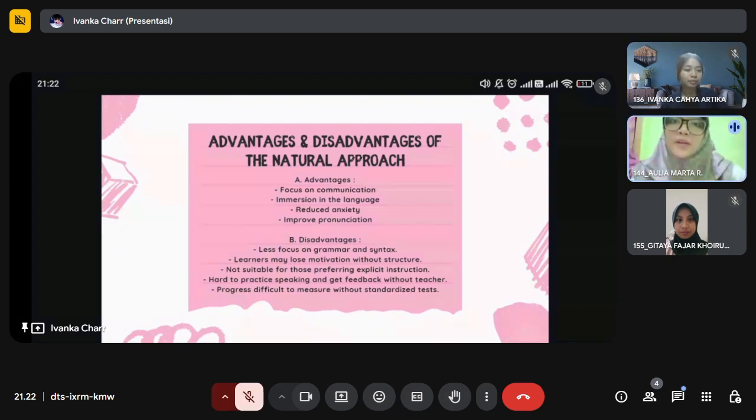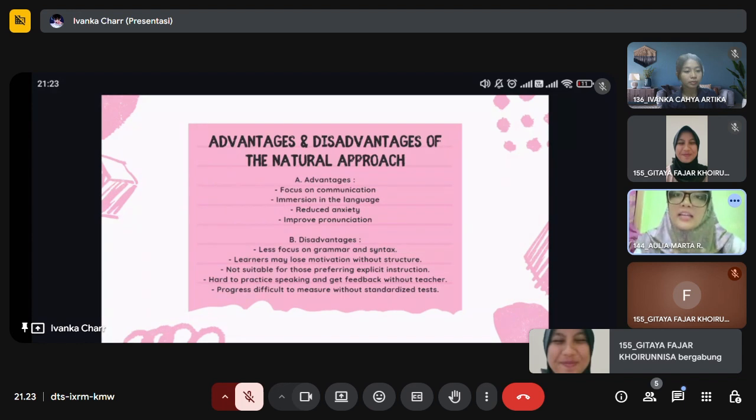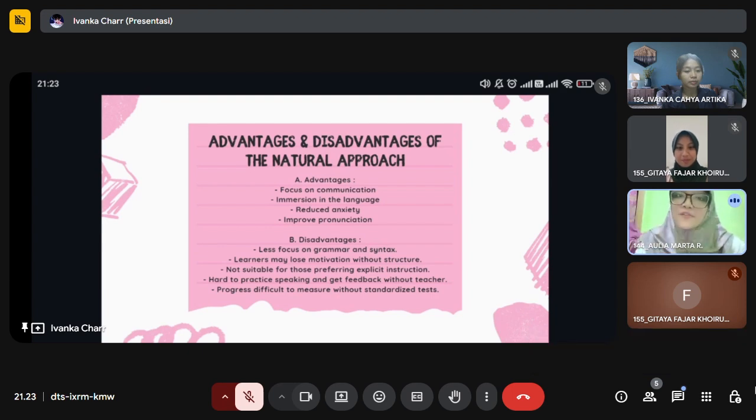The natural approach has several advantages. First, it focuses on communication, so learners use the language in real situations. Second, it gives immersion in the language, helping learners pick it up more naturally. It also reduces anxiety because there is less pressure on grammar. Finally, it can improve pronunciation through lots of listening and speaking exposure.